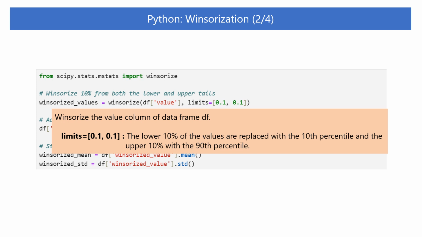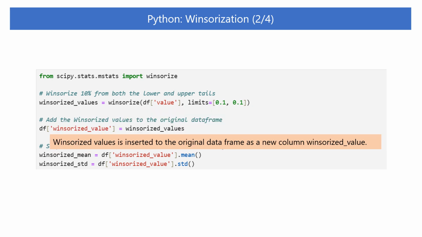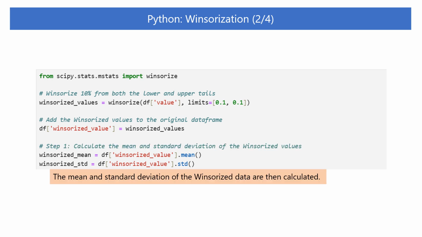The argument limits is set so that the lower 10% of the values are replaced with the 10th percentile of the data and upper 10% with the 19th percentile. The Winsorized value is inserted to the original data frame as a new column, Winsorized value. The mean and the standard deviation of the Winsorized data are then calculated.